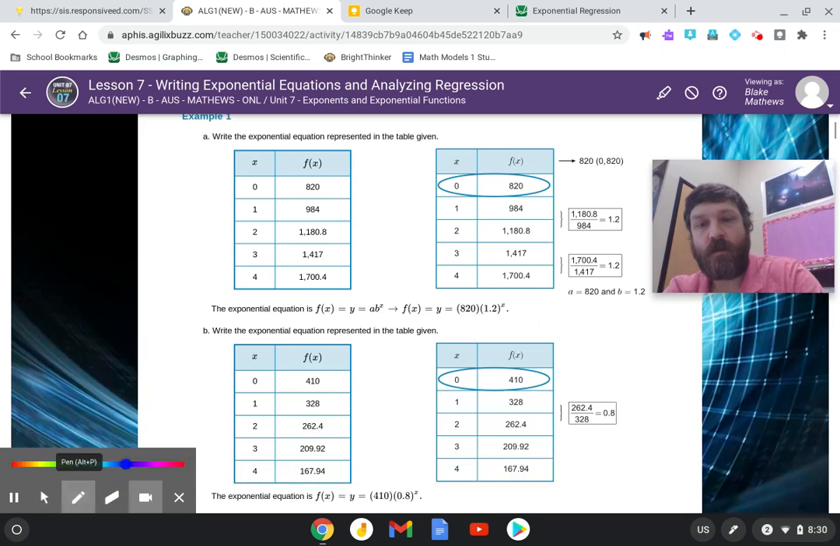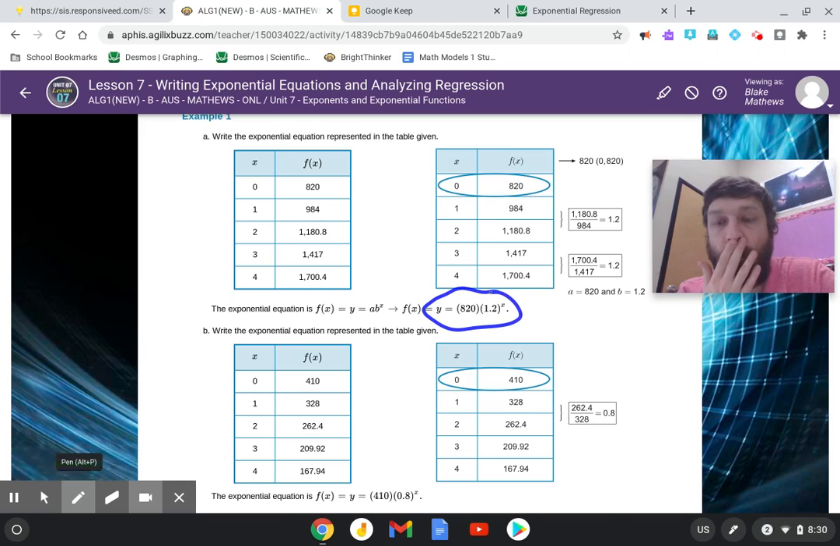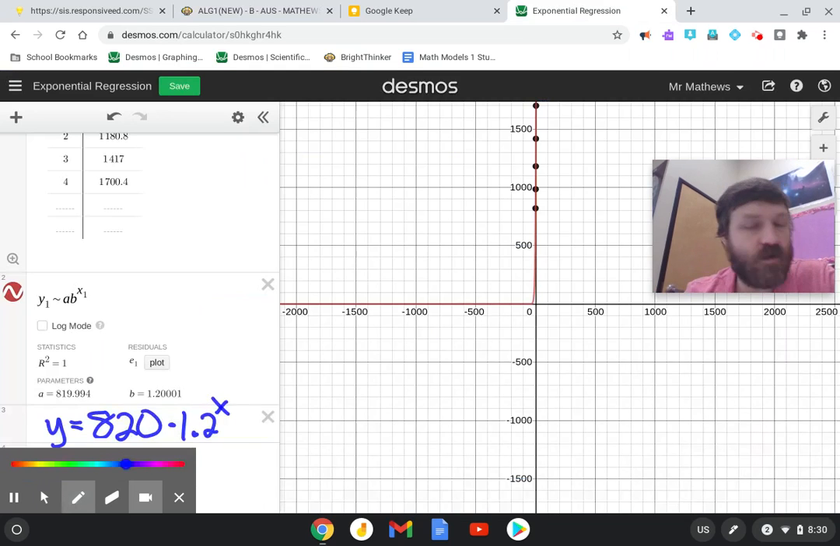And right here, that's the exact equation we just got out of that group of data. So that's really all you have to do on this type of question. So you're going to go to the exponential regression graph. You're going to type the information.